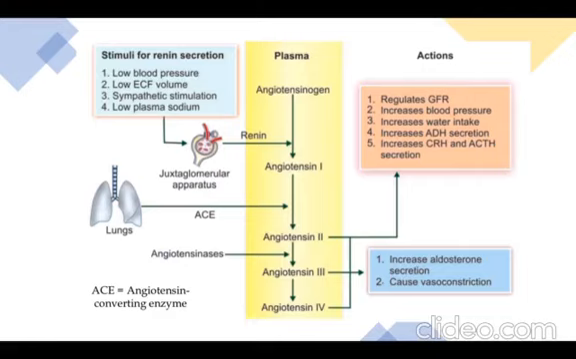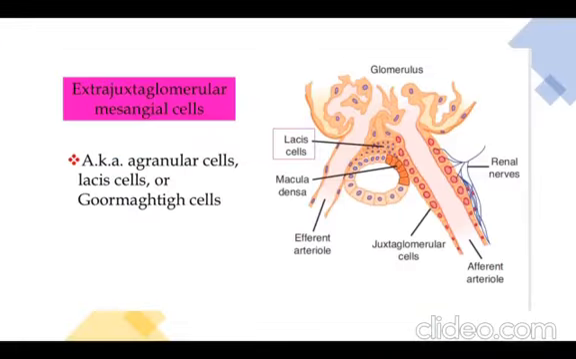The release of renin in the bloodstream causes hydrolysis of angiotensinogen to form angiotensin 1. Angiotensin 1 is converted by angiotensin converting enzyme to angiotensin 2. Angiotensin 2 will trigger the adrenal glands to produce and release aldosterone, which acts on tubule to upregulate sodium and water reabsorption back into the blood.